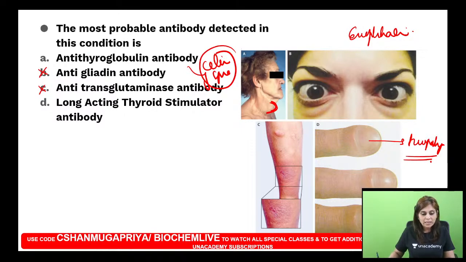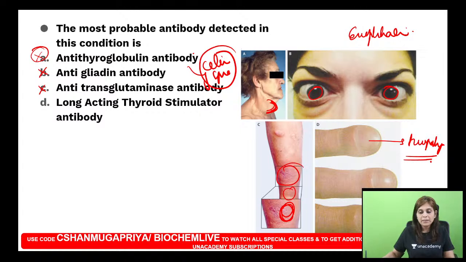And I'm going to exclude antithyroglobulin antibody here, because antithyroglobulin antibody is observed in Hashimoto's. And in Hashimoto's, will you find exophthalmos, all of you? Is Hashimoto's characterized by exophthalmos? No, right? Hashimoto's, of course, will present with goiter. It can present with myxedema. Yes, this can look like myxedema.